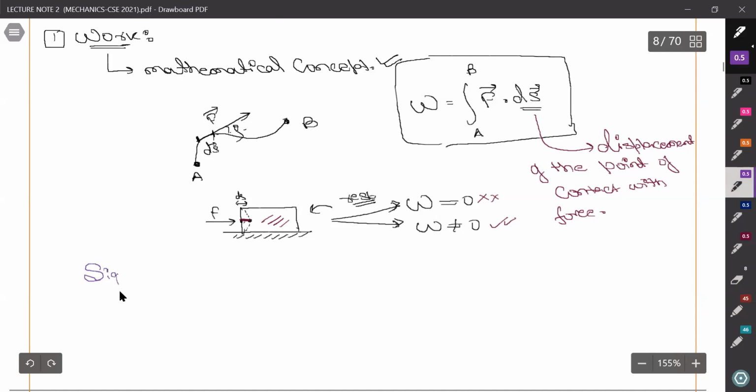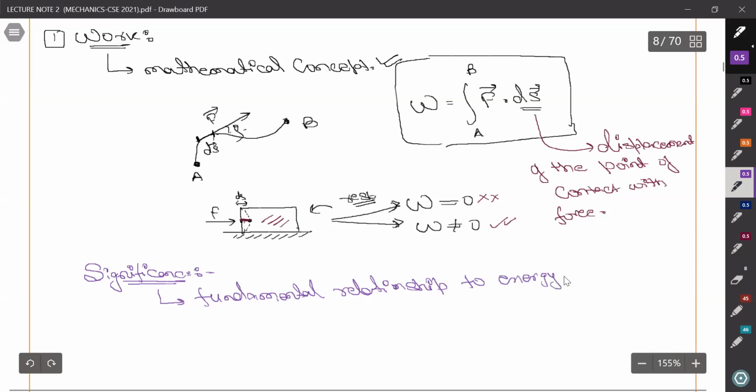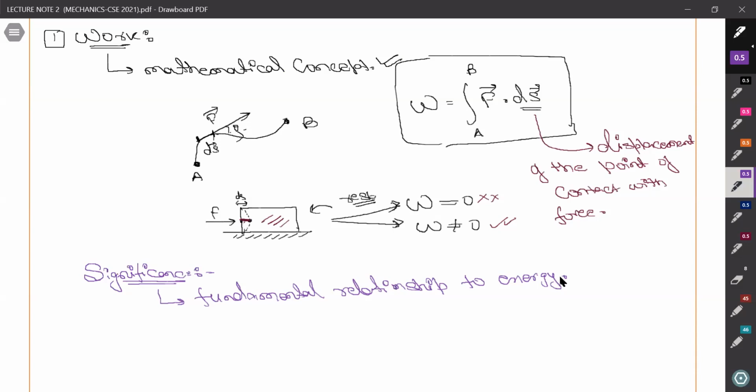So if we want to write its significance, what is the significance of work, or you can write some important note about this. So whenever questions come from work, or whenever you use the term work, you should know this. So basically this shows the fundamental relationship to energy. Also we know that whatever we do, the work is converted into the energy. We will see that also. The work done in total is equal to the change of kinetic energy of the particle. We will see that also.